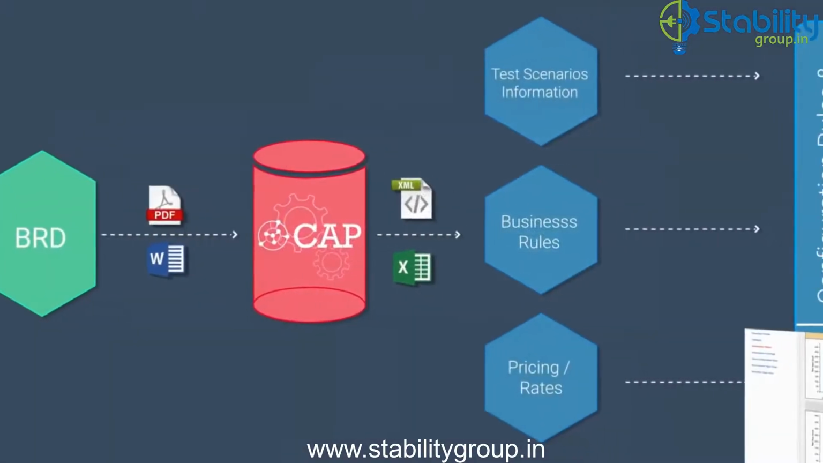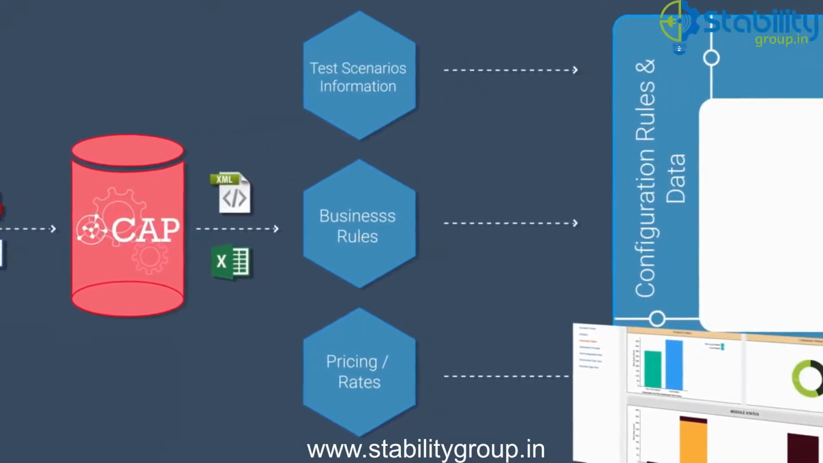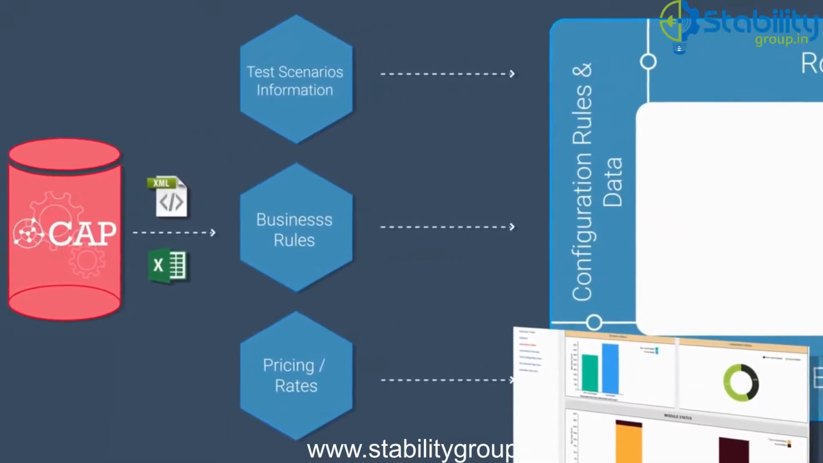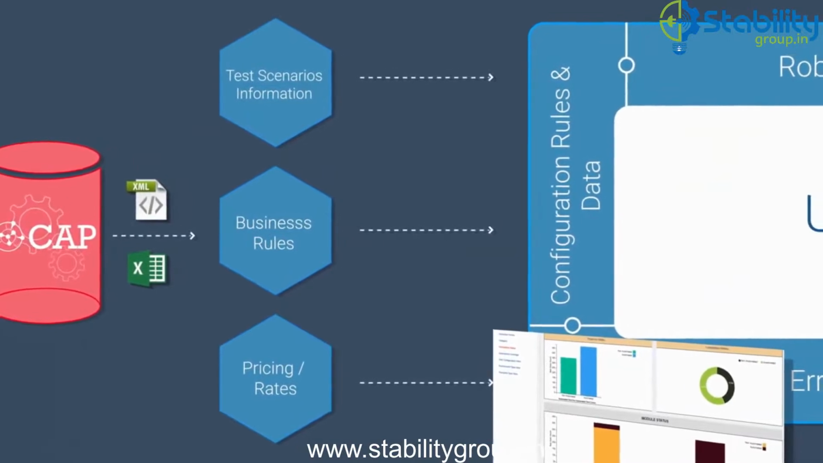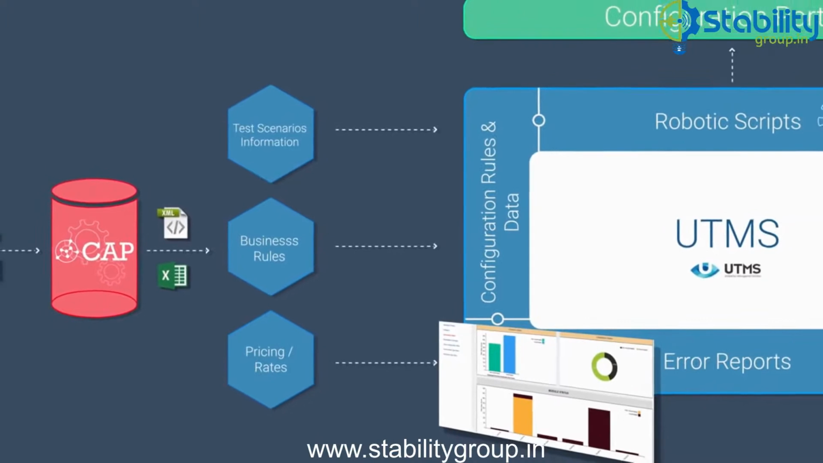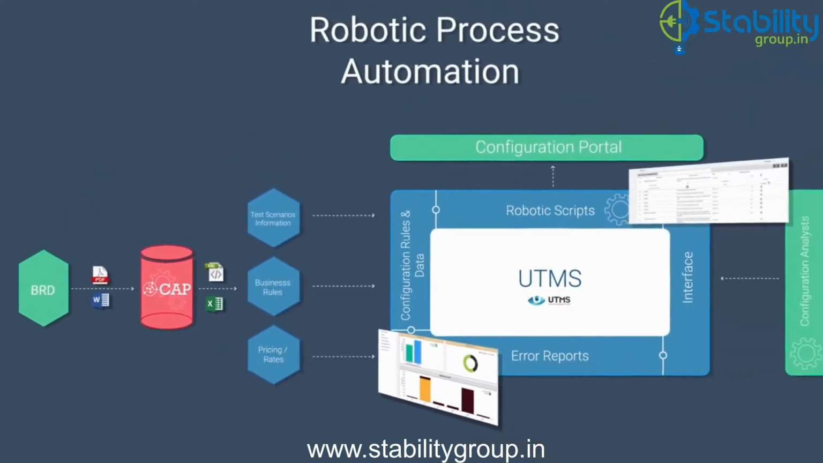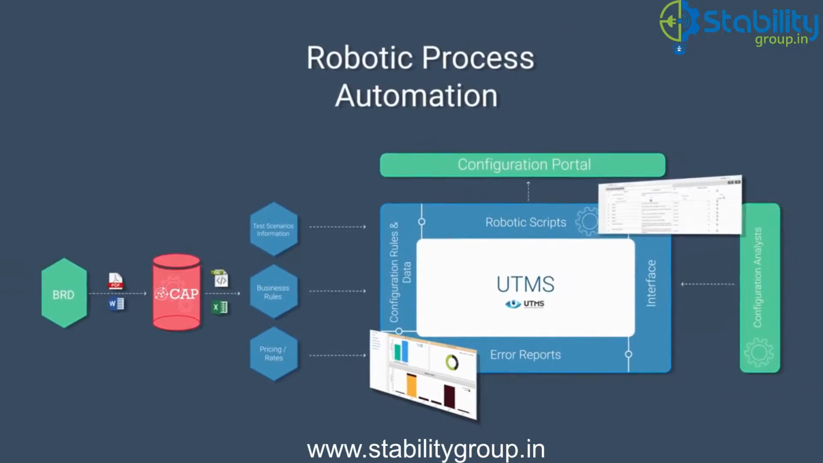The Cognitive Automation Platform ensures structured rule generation from different unstructured file formats fed to it. The Unified Test Management Solution provides the ability to build the robotic scripts and ensures that the processed rules are fed to the configuration tool without any manual intervention.